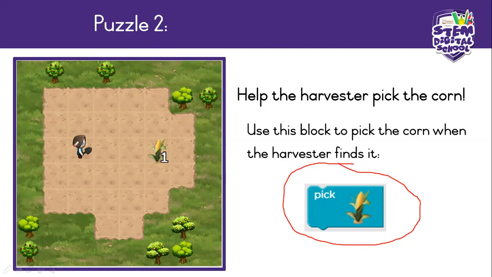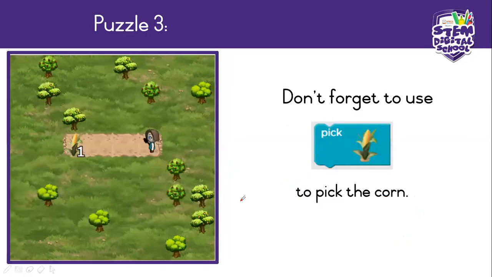Okay, so you guys see that the harvester is going to move forward 1, 2, 3 spaces, and then we will use the pick block. Okay, so that's how it's going to work in these puzzles, but very, very simple and very easy.